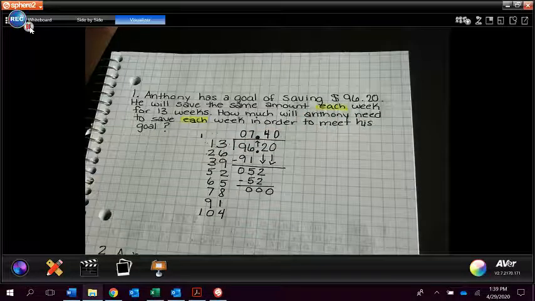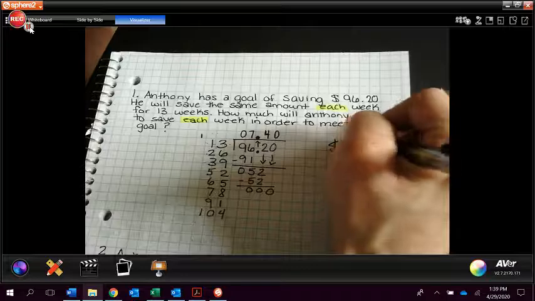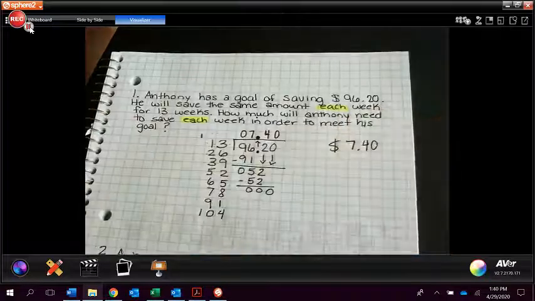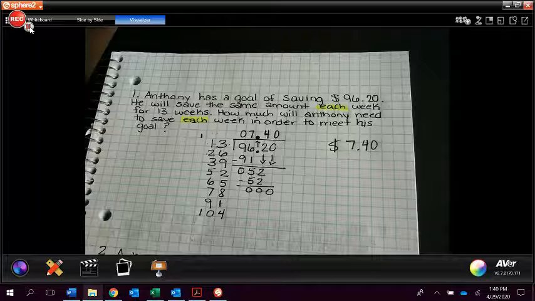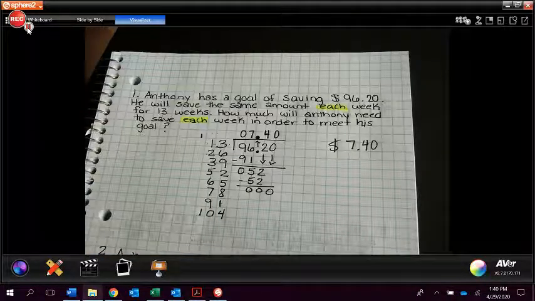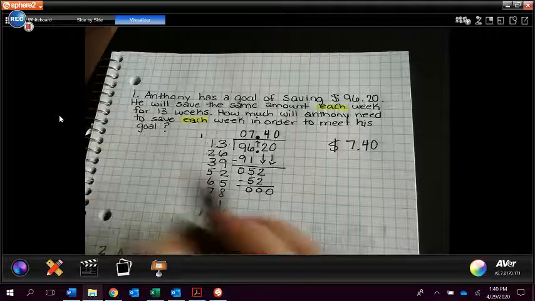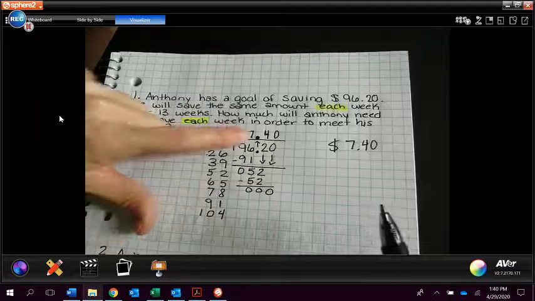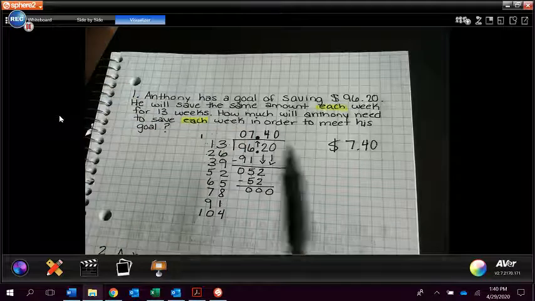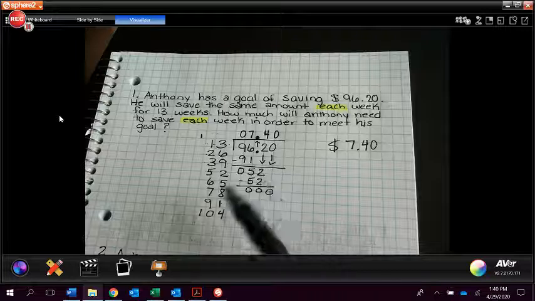That is how much money he would have to save, $7.40 each week so that he is able to meet his goal of $96.20. Now, look at all the work we did, boys and girls. We wrote our division problem. We had to do our multiples. But at the end, it gave us our answer. And see how helpful this was to do before we even did our problem.